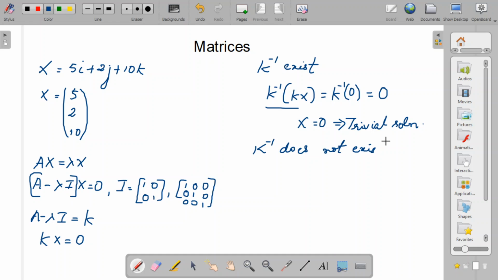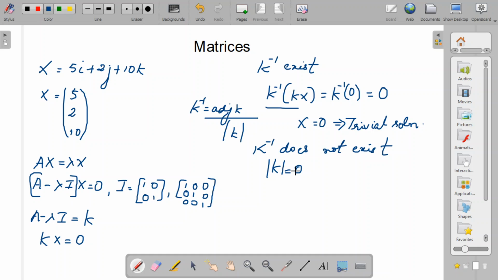What happens? We know that K inverse doesn't exist, which means that the determinant of K is not equal to 0. That is, if K inverse exists, we know that K inverse is adjoint K divided by determinant K. If K inverse exists, we can say the determinant of K cannot be equal to 0. And suppose K inverse does not exist, we can say that the determinant of K is equal to 0.